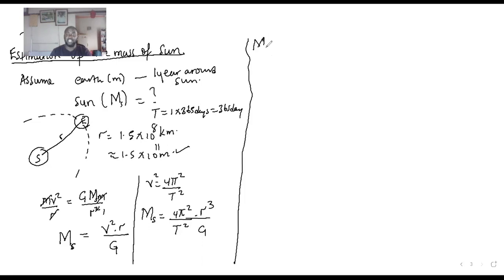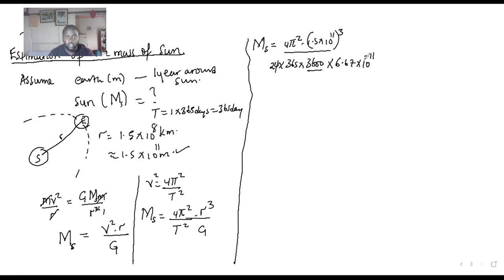So the mass of the sun can be got from 4 pi squared times 1.5 times 10 to the power 11 cubed divided by the period of 1 year, which is 365 days times 3600. The 3600 comes from 60 minutes and 60 seconds. The 60 minutes are in 1 day, times 24, because each day has 24 hours. So the 24 hours, 1 hour has 60 minutes, 1 minute has 60 seconds. So that's why I multiply by 3600. Then times the universal gravitational constant, which is 6.67 times 10 to the power negative 11.